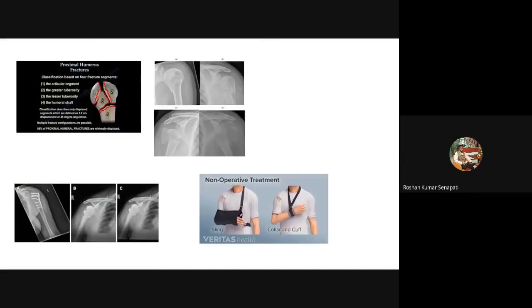Next, we will go to proximal humerus fracture. I will briefly explain. The classification is Neer's classification. Please remember this. Try hard to remember this. Neer's classification, very, very easy. Neer's four-part classification. Why four-part? Because the proximal humerus has four parts.